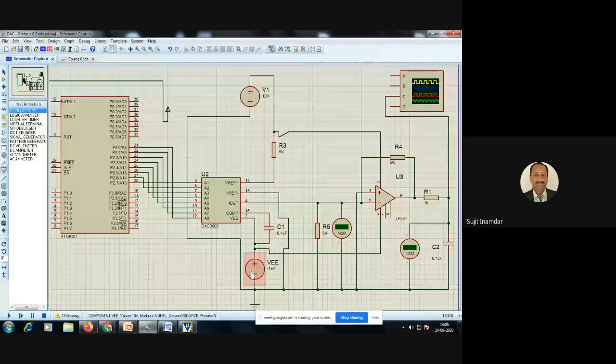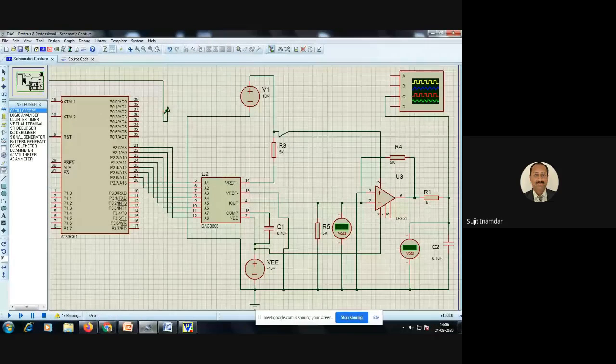VEE is minus 15 volt, and this one is the 5 volt which is required for driving the 8051. The additional voltmeters have been connected just to check how the voltage changes step by step, increasing and then decreasing again. For that purpose the additional voltmeters are connected. There is no need to connect this one over here, but it is required.